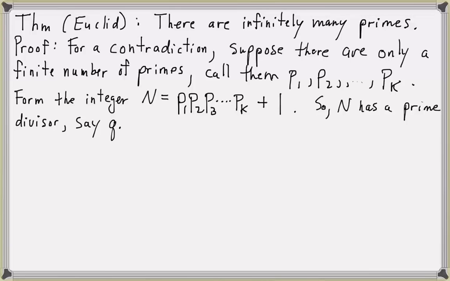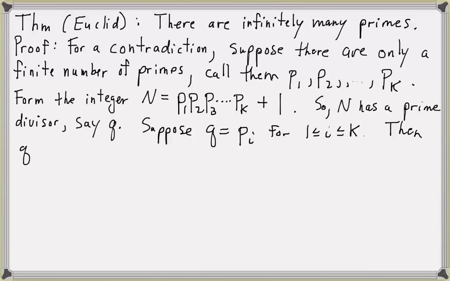So suppose Q equals P sub I for some integer I between 1 and K. So in other words, Q equals one of these prime numbers that I've already listed. Well, if Q equals one of these prime numbers, then Q divides the product of all of them. Q divides P1 times P2 times P3 all the way up to PK.